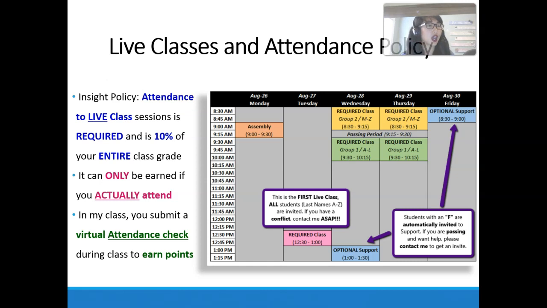All right, so Insight policy is that attendance to live class sessions is required. It's 10% of your entire class grade, so it can make the difference between an A and a B and a C, so on and so forth. It can only be earned if you are actually in attendance at the live class, you're actually logged in, participating, etc. In my class, we have a virtual attendance check that you submit during class in order to earn your points. So you'll see that when we start our first live class tomorrow on Tuesday.